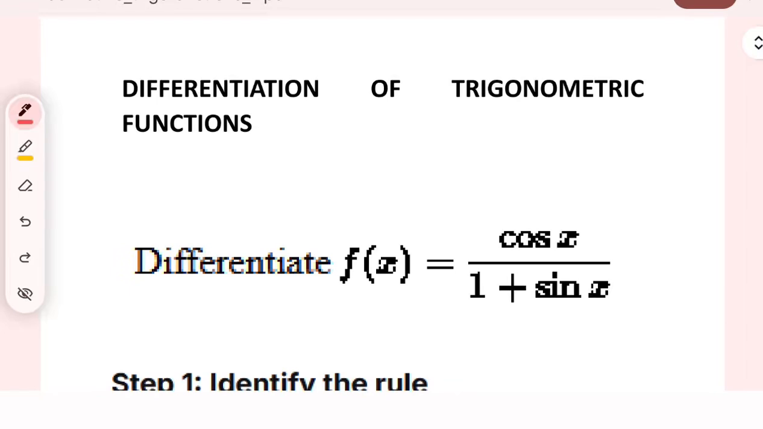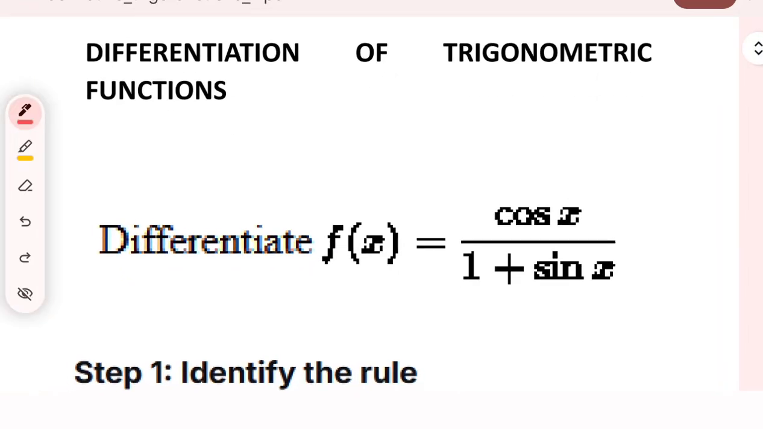Hello. So this would be our second problem for the differentiation of trigonometric functions. If you want to watch the first video, we have our first problem for taking the derivatives of trigonometric functions.